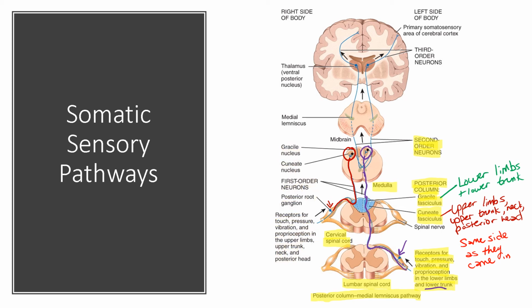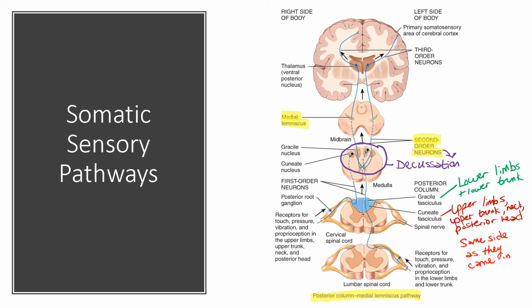Okay, so let's clean this up a little bit here. Kind of know where we are so far. Okay, so now we have synapsed with the second order neurons in the medulla here. So the axons of the second order neurons will cross to the opposite side of the medulla and enter the medial lemniscus. So you can actually see right here is where we have the decussation. So that crossing over, it's the second order neurons that will actually cross over in the medulla.